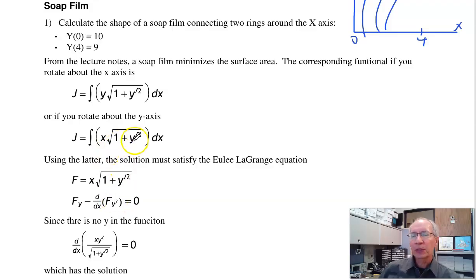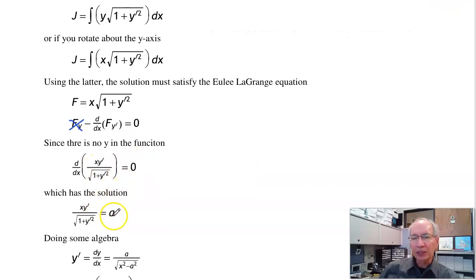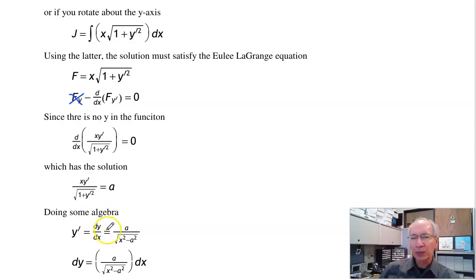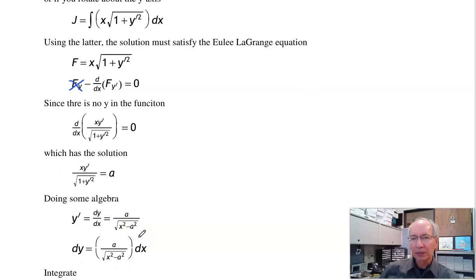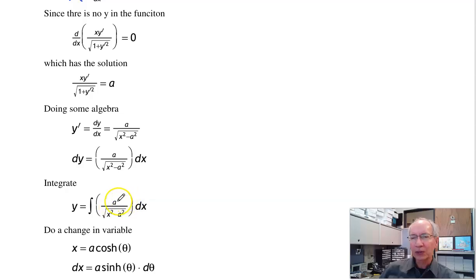If I take the partial with respect to y, that's 0, minus the full derivative of the partial with respect to y prime. Since there's no y prime or y, this is 0. If the derivative of a function equals 0, then that function must be constant. So here's the derivative of your functional, the partial. Integrating, that's got to be a constant. Doing some algebra, solving for y prime, I get y prime, that's dy dx, is a over the square root of x squared minus a. Pulling the dx to the right, integrating both sides, I get y is the integral of a over the square root of x squared minus a, dx.